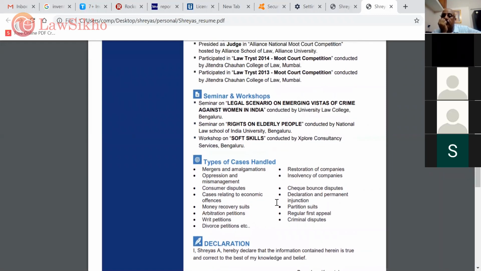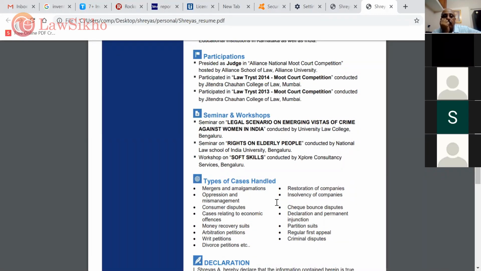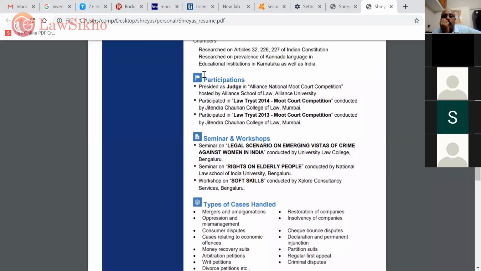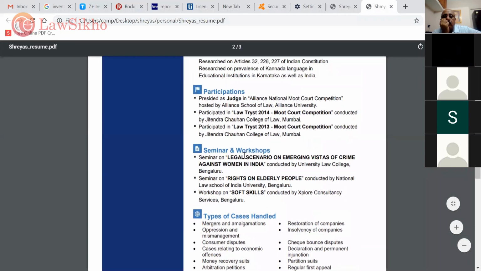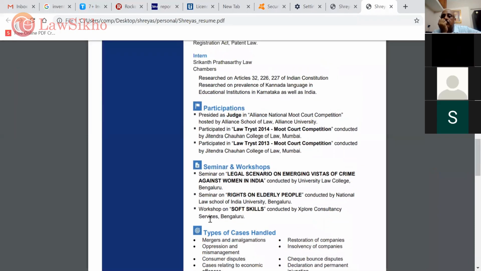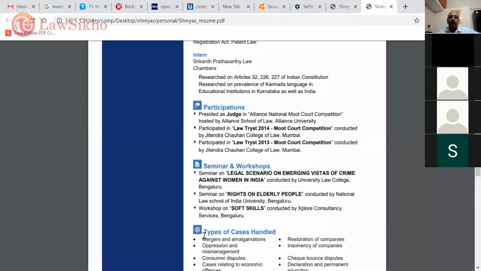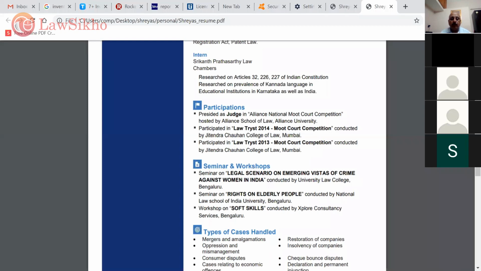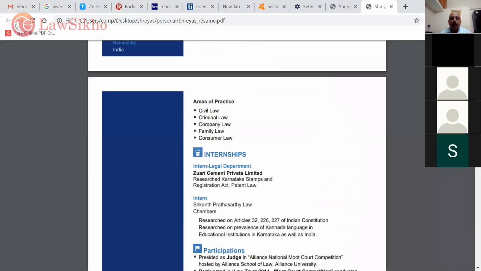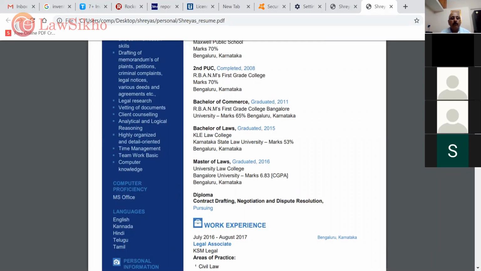Okay, so my quick suggestion, I'll tell you. If you've got 3 years of experience, then your participation in moots and seminars and workshops becomes not so useful, but this type of cases handled is very, very useful. So this needs to move up completely. Your participation in seminars and workshops is important for law students who want internships and jobs. Freshers, this is important. If you are not a fresher, it's not so important, but your types of cases handled is the most important.